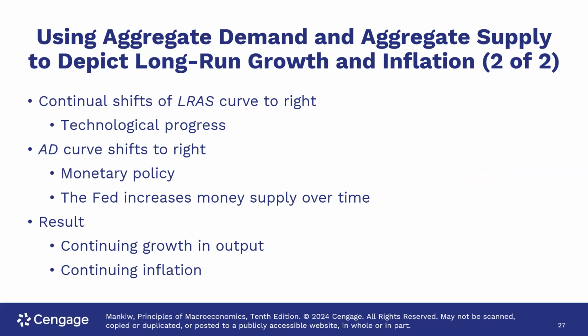So here are some things that may affect the equilibrium, right? First is a continuous shift of long-run aggregate supply to the right. That is technological progress. This will be a very gradual process, and this process can last for a very long period of time, so at least in the unit of decades.